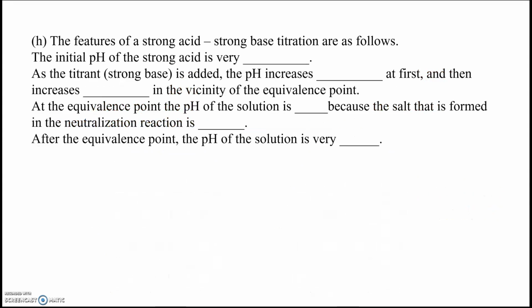All right, now, step H. Let's kind of back up and look, what does this tell us when we do a strong acid, strong base titration? Well, the initial pH is very low, and as I add the titrant, the strong base, the pH increases slowly at first, and then in the vicinity of the equivalence point, it just rises dramatically, very, very quickly with little volume change. At the equivalence point, the pH is 7, because the salts that are in there are neutral. They don't affect the pH. And after the equivalence point, the pH of the solution is very high.